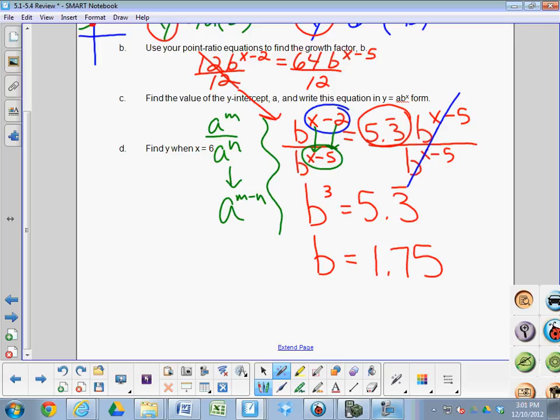Okay? That's called the growth factor. What would the growth rate be? Pretty big. 75%. You knock off the 1 and move the decimal 2 places. The growth rate would be 75%.